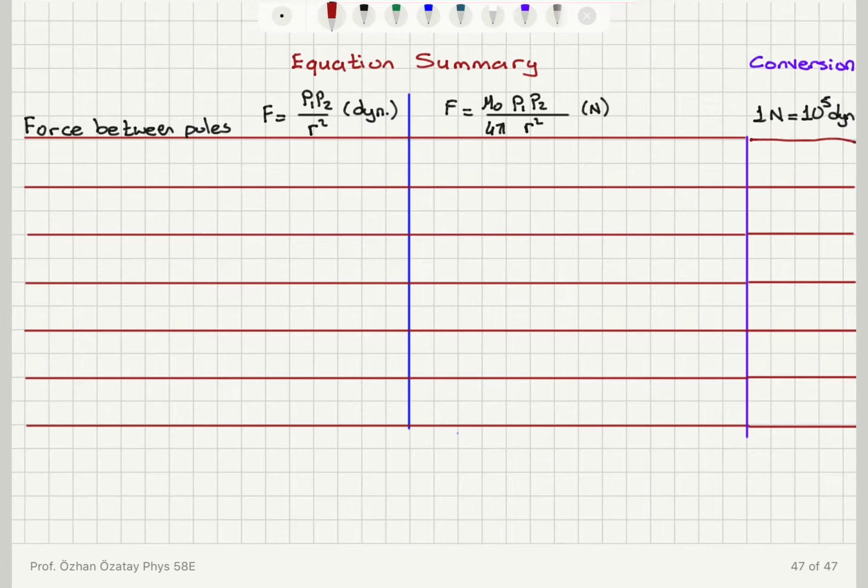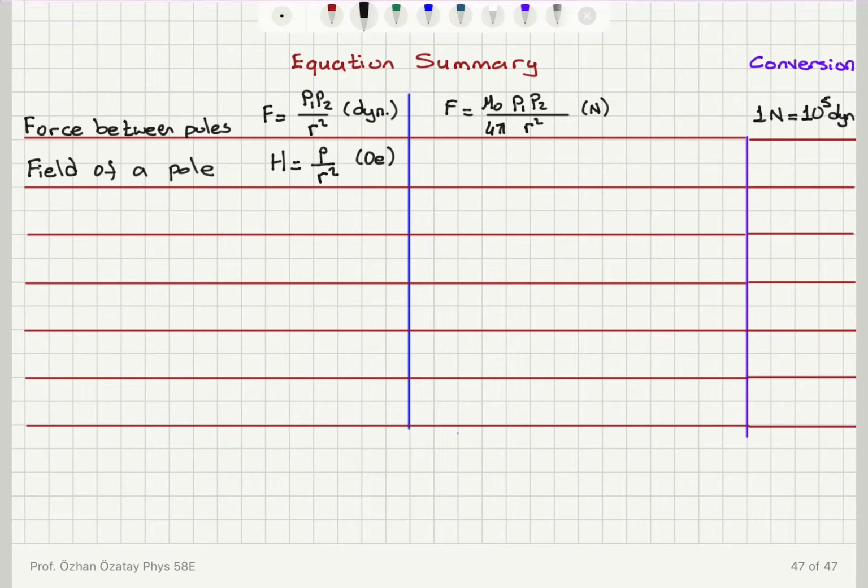Now I'm going to look at the field due to a pole. So let's discuss the magnetic field created by a pole. Field of a pole. This is the H field. It's given as the pole strength P divided by R squared. R is in centimeters, P is in unit pole strength, and H is given in Oersteds in CGS units.